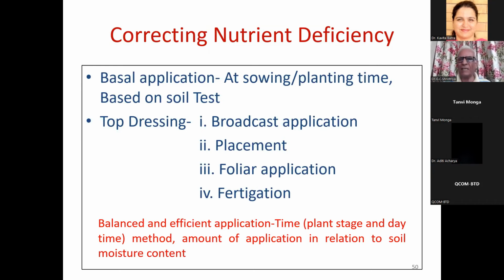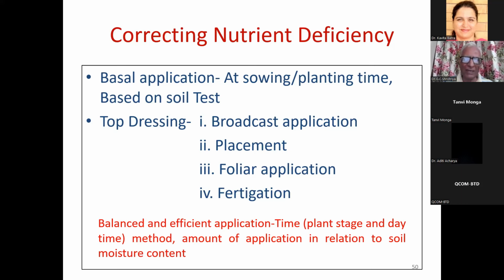First is what we call basal dressing, means you apply at the time of sowing or planting. If you have soil test results, it's very good. Otherwise, general application. Then in the standing crop, we call top dressing, which is broadcast application, that you throw the fertilizer or manure by hand throughout the field. You can place also. Placement means near the root, you can place the fertilizer and then earth it up, and this is what is placement. Then you can give foliar application. You can also, with irrigation water, apply fertilizers or nutrients. This is nutrition or fertigation, we can call it.